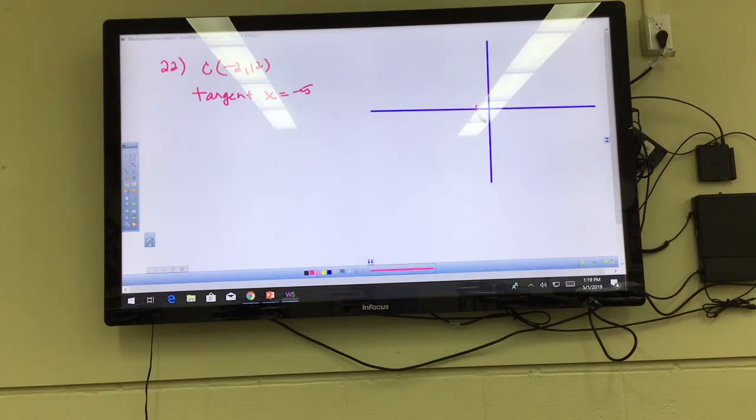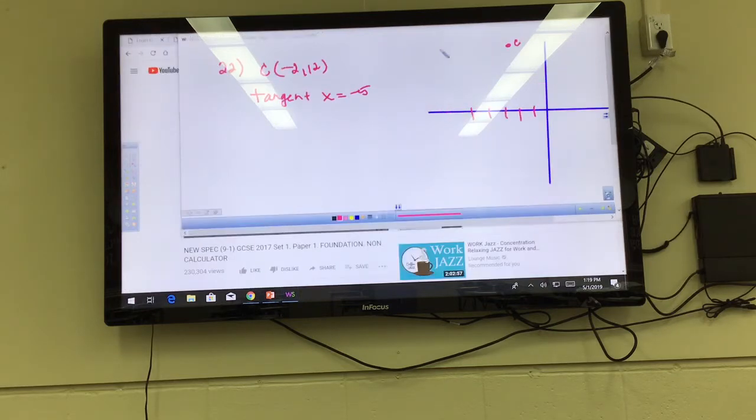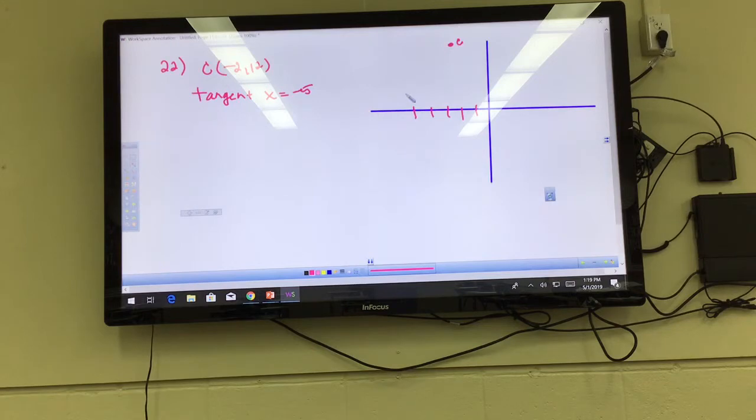up 12. So there's my center. It's tangent to negative 5. That means that it's not going to cross negative 5. It's just touching negative 5. So here is where it's tangent. That's all we know. It's just touching this equation, x equals negative 5. So that equation, x equals negative 5, looks like this. Let's make that an auxiliary line. So the circle is touching that line.